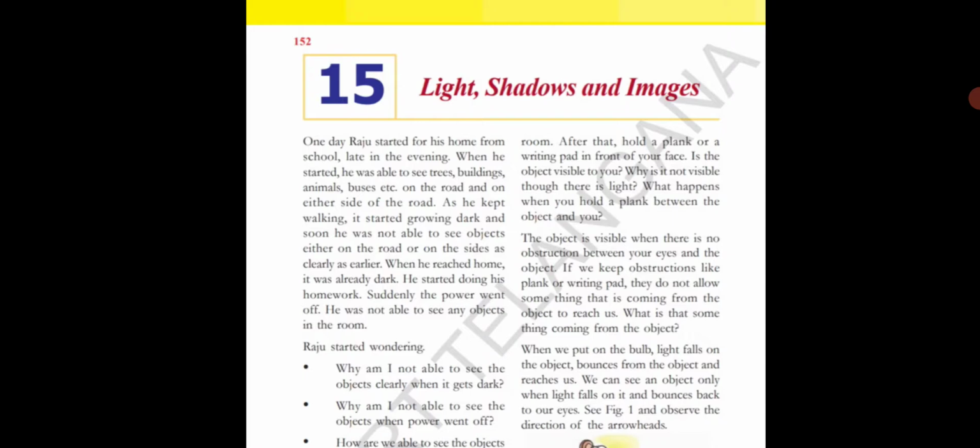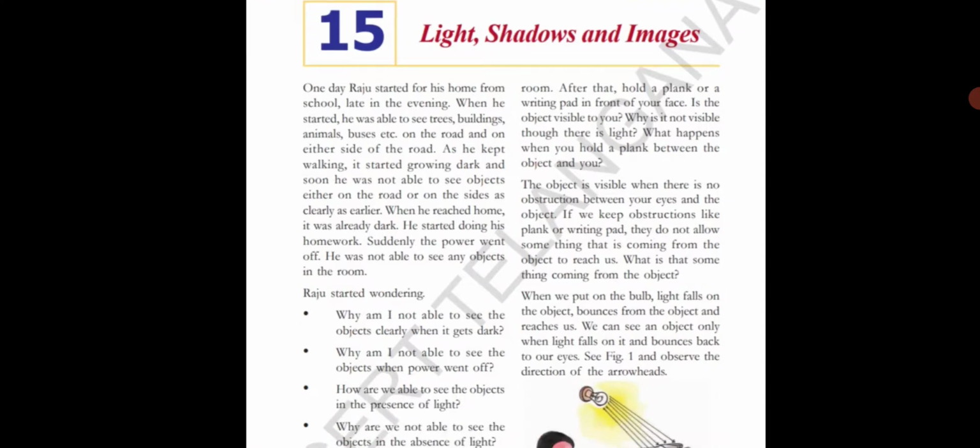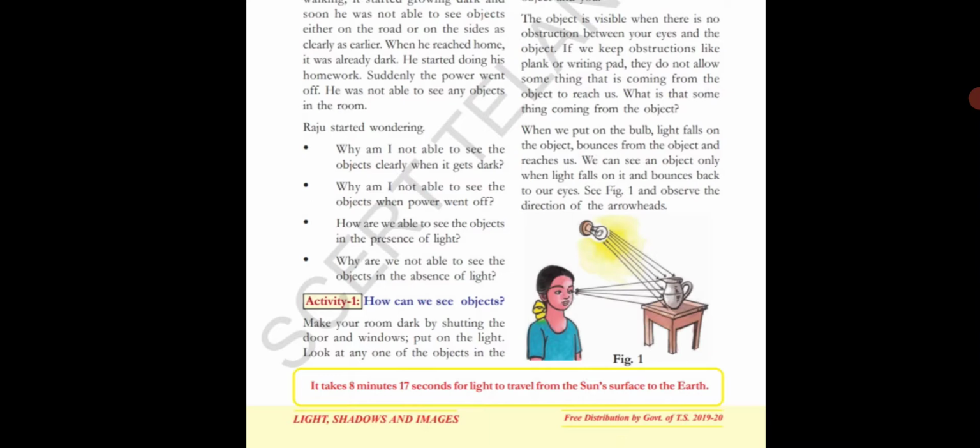He started doing his homework. Suddenly, the power went off. He was not able to see any objects in the room. Raju started wondering, why am I not able to see the objects clearly when it gets dark? Why am I not able to see the objects when power went off? How are we able to see the objects in the presence of light? Why are we not able to see the objects in the absence of light? He was thinking of all these questions.